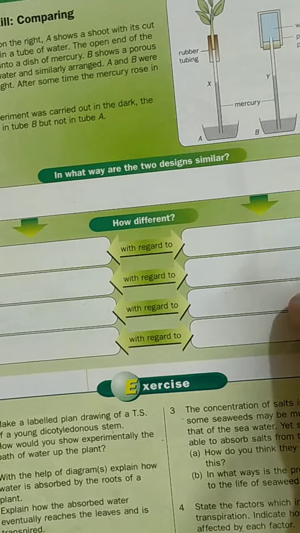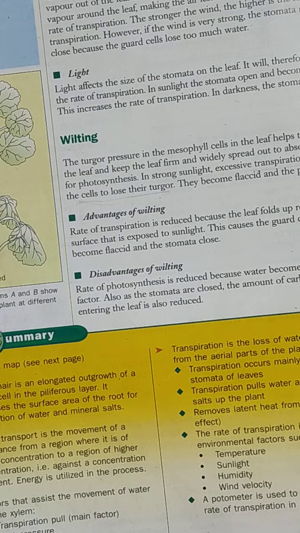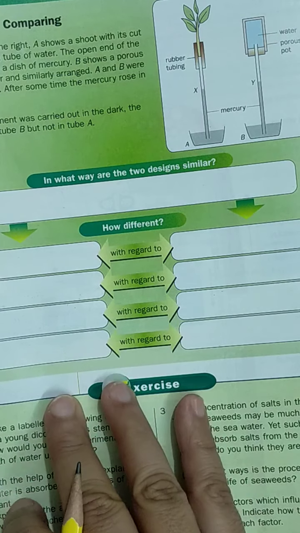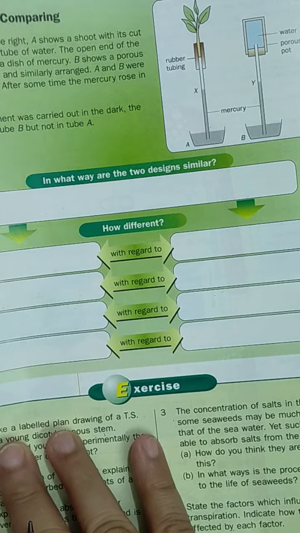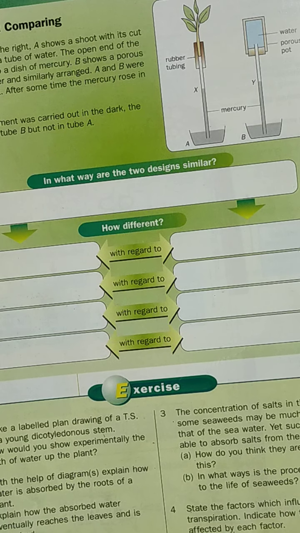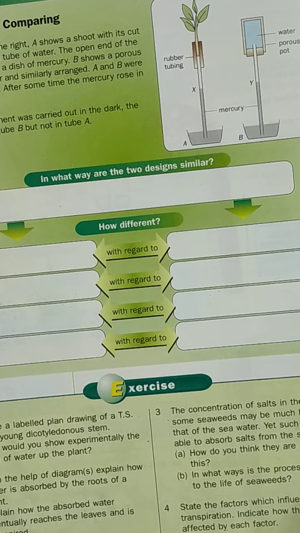We have finished this chapter, and you already know that transport of material in flowering plants is done through the conducting tissues, xylem and phloem. Then we have discussed translocation. Then we have discussed the concept of how a plant gets water against gravity. We have read about transpiration pull, and then we discussed the factors affecting the rate of transpiration. So we have done the whole chapter, and now we are going to do the exercise of this chapter.